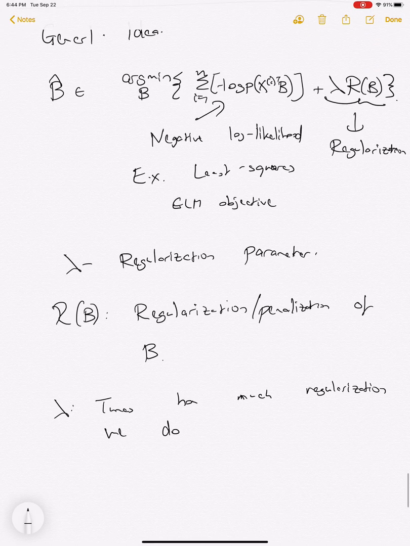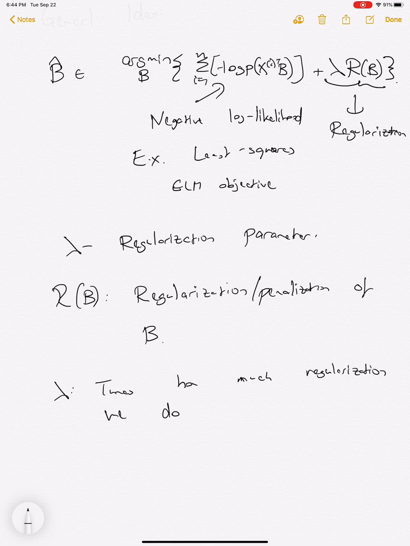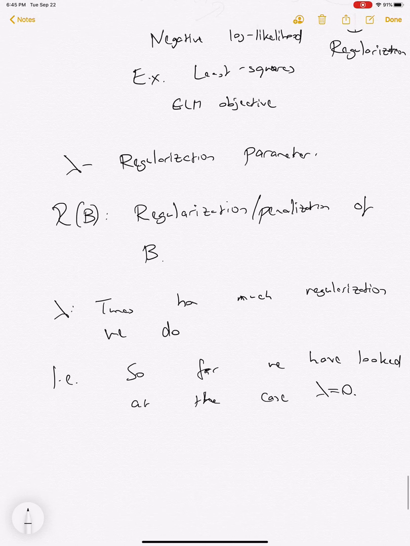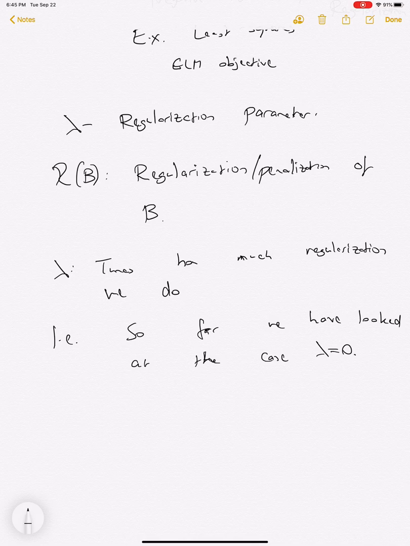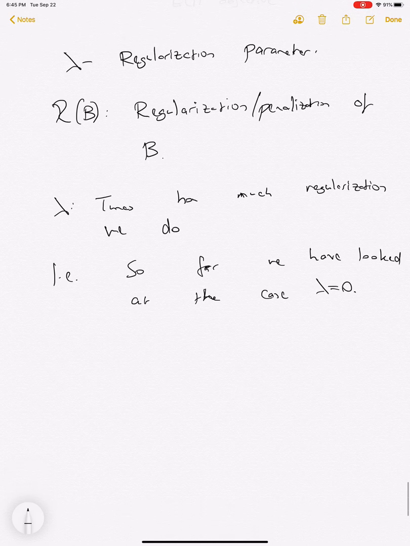So far we've looked at the case lambda equals 0. What we're going to do now is let lambda be bigger than 0, and there's going to be some regularization that we're trying to induce here. Just to give you an intuitive idea of what's going on relative to what we've spoken about.